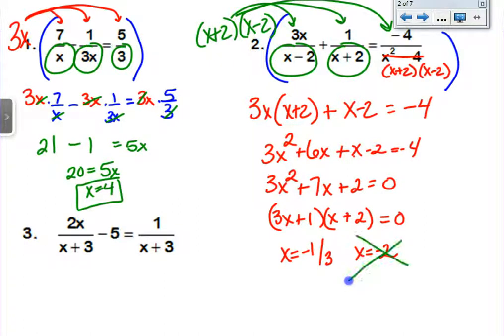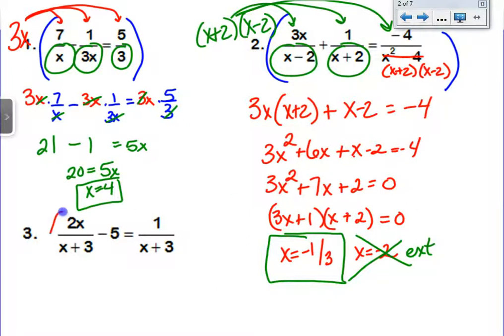So what I want you to do is cross it off like this and write ext next to it, meaning that it's an extraneous solution, which means it shows up algebraically, but it doesn't actually work for our problem. So the only solution to number 2 is x equals negative 1/3.